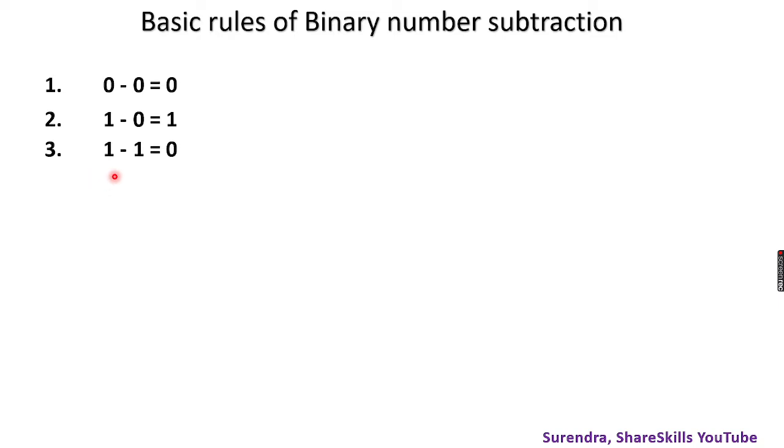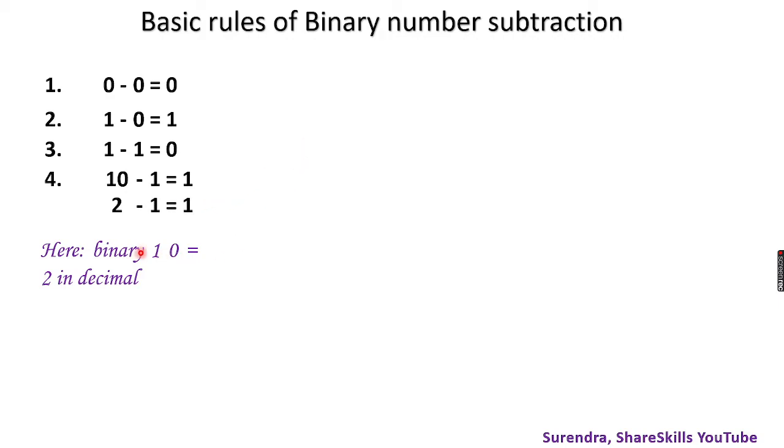Now, 0 minus 1 we cannot do. In that case, we borrow, and when you borrow it becomes 10. 10 minus 1 we can do. So 10 minus 1 is 1, because when this 0 borrows from a 1, it becomes 10. In decimal, this 10 means 2, so it is like 2 minus 1 is 1. In this way binary subtraction can be done.